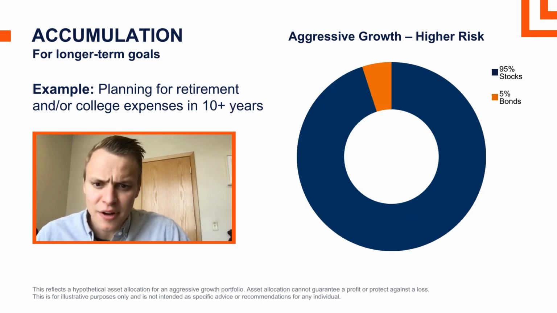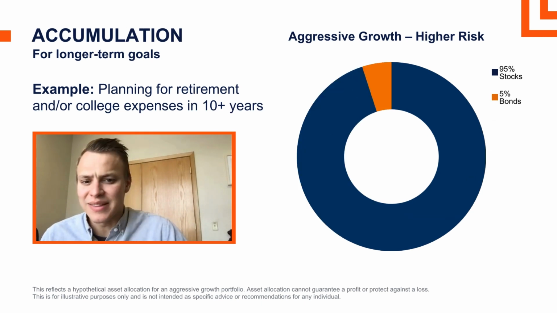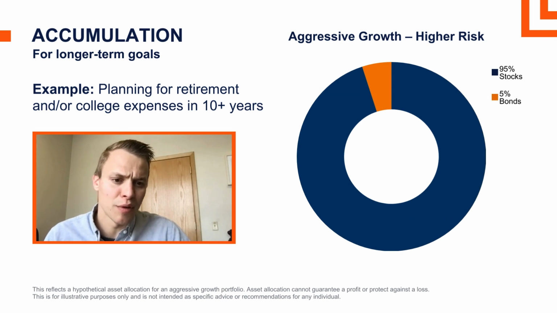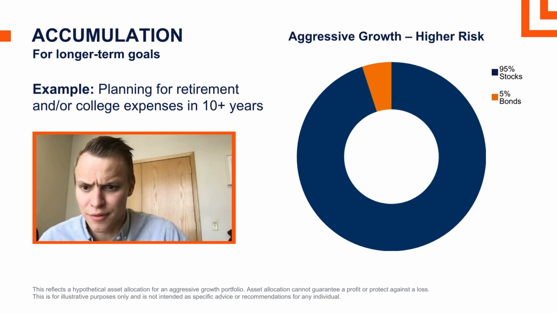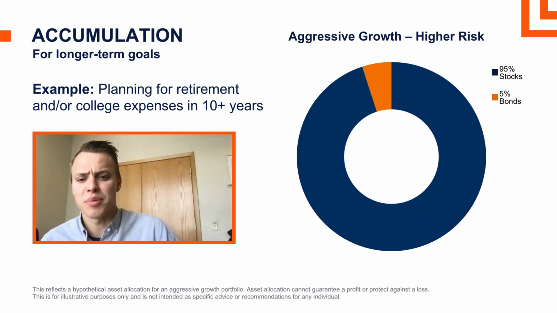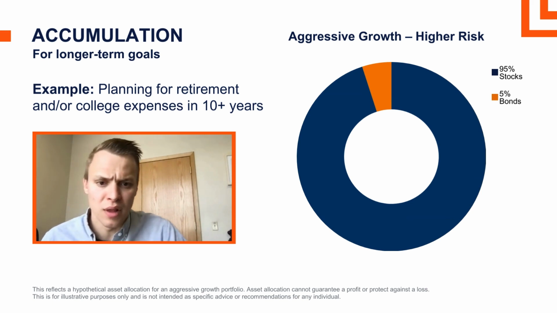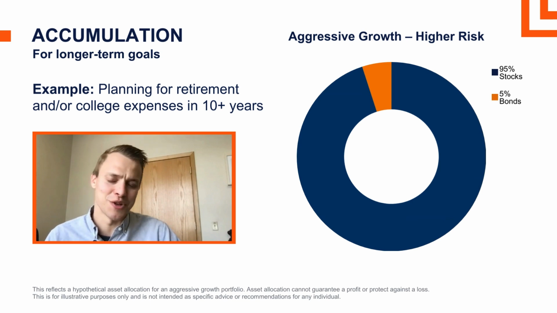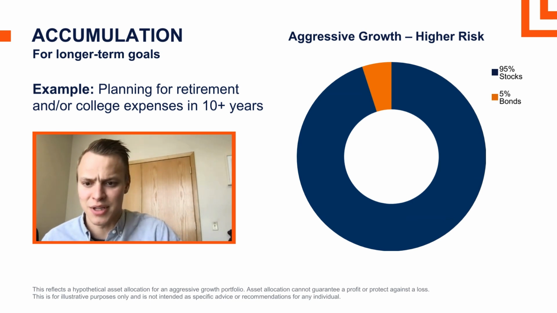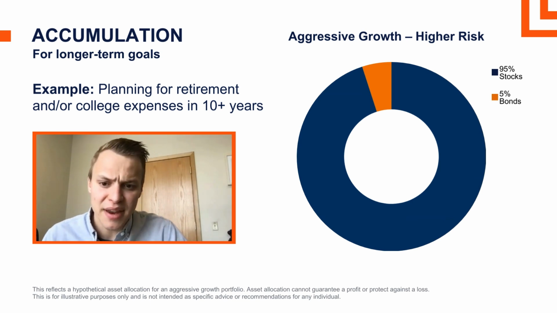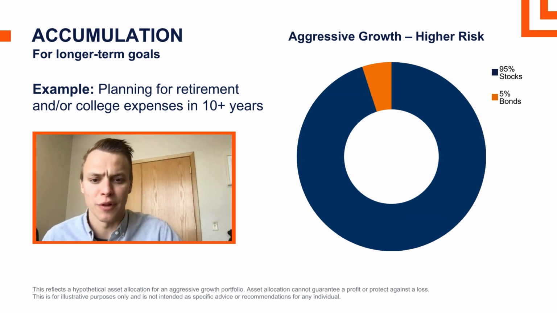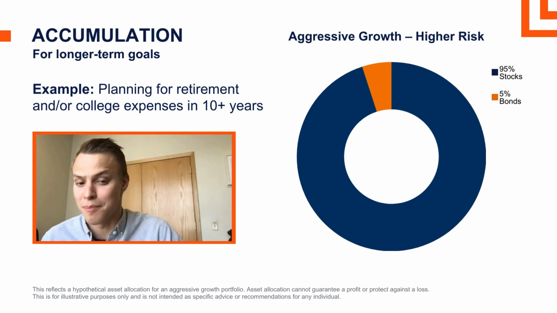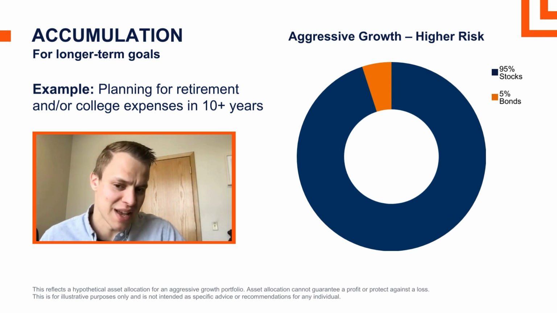When you're planning ahead for your kids' college or other goals, at least 10 years down the road, you probably want a portfolio that's a little bit more aggressive. You'll take on more risk, but have the potential for more reward. The longer timeline should give you the opportunity to ride out any short term fluctuations that you may encounter. In this hypothetical example, for an aggressive portfolio, 5% of the investments are in bonds and 95% in stocks.